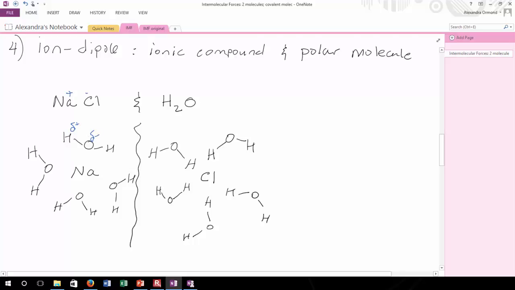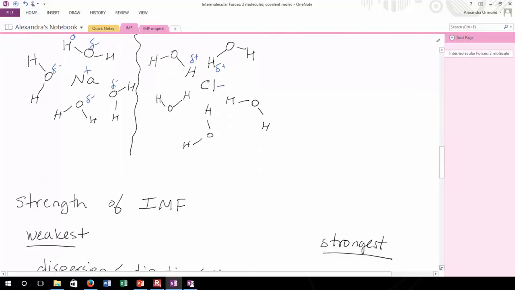And so you can see what can happen is that the oxygen of the water molecules are going to orient themselves so they can be very close to that positive sodium ion. And then the hydrogens of the water molecule, which are partially positive ends, are going to orient themselves so they are closer to the chloride anion. So there's attractive interaction there.